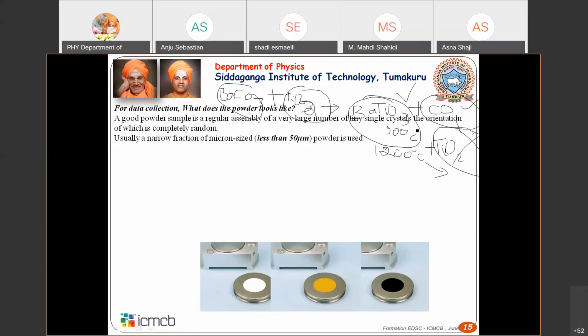Normally your sample can be a different color. Like if you are using titanium oxide, it may be white.